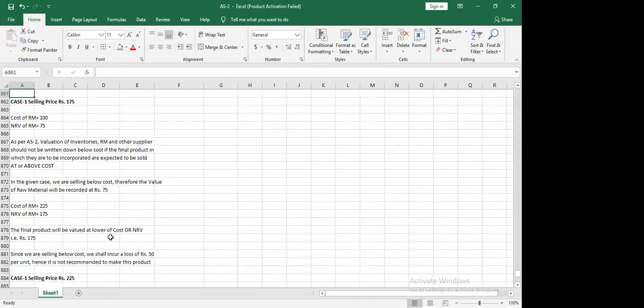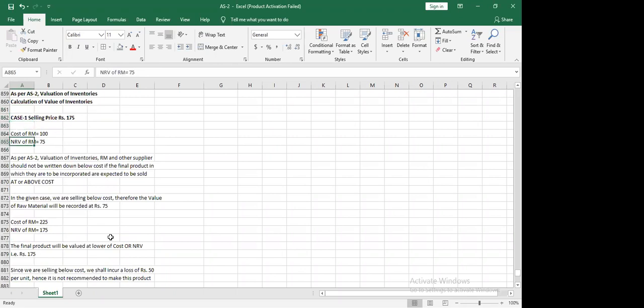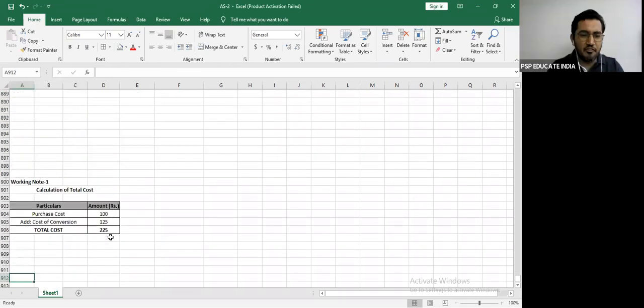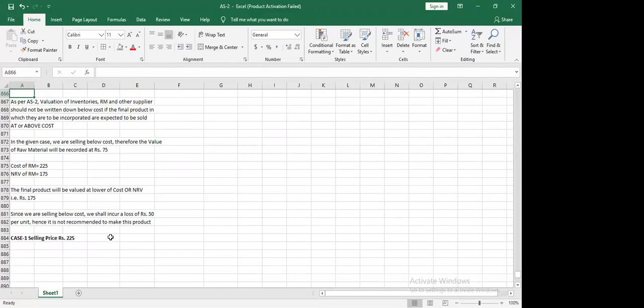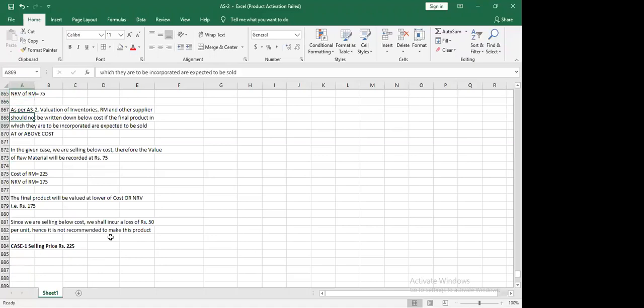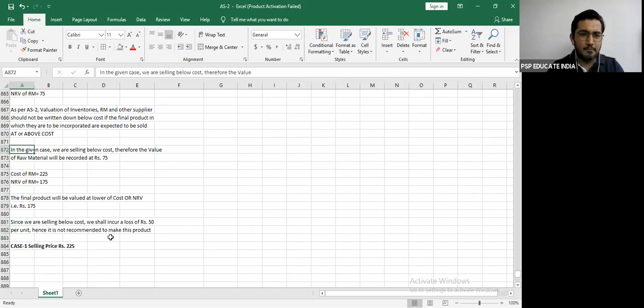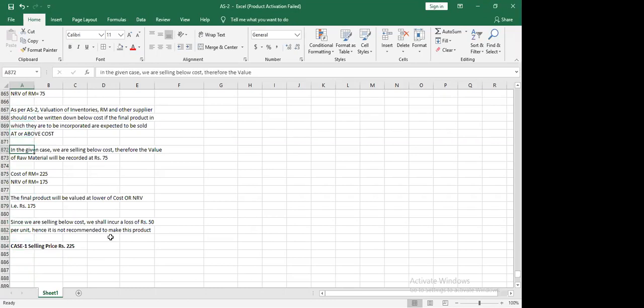First of all, we will prepare working note 1 in which we will calculate the total cost. That we have already done. Here it is. Yes, it is 225. Okay. And it is given that we are going to sell at 225. So here in this case, we are selling at cost. Okay. So we will not record the inventory at cost or NRV, whichever is lower. We will record it at cost.